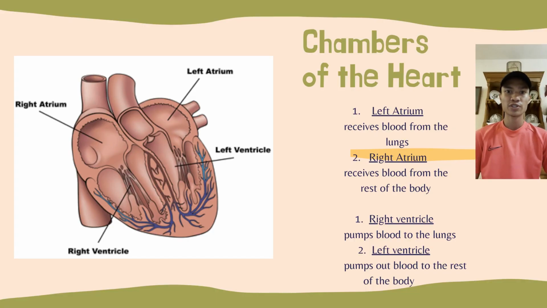Okay, we continue to the chambers of the heart. The chambers of the heart are divided into two, which are upper and lower. We start with the upper first. The upper is also divided into two, which are the right atrium and left atrium. The function of the right atrium is to receive blood from the rest of the body. The left atrium receives blood from the lungs. Next, the lower chambers are the ventricles. They are different compared to the atria because their function is actually opposite.